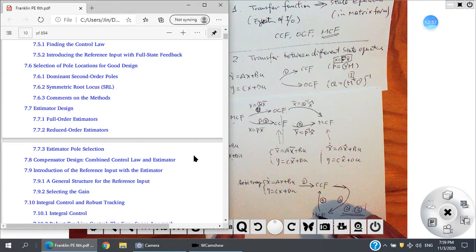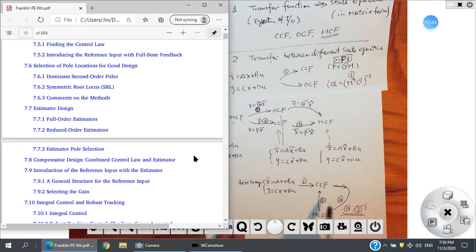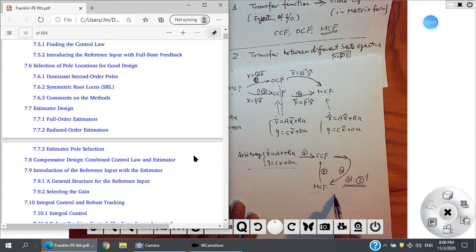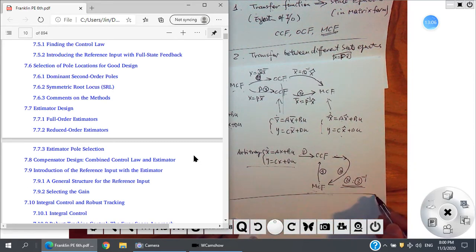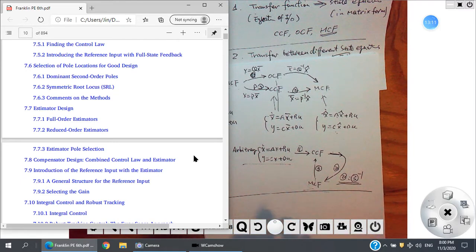From MCF to CCF, you have a P. You do the transfer with P, you get CCF. Now use P inverse, you go from CCF to here. Okay, now you combine by 1, then followed by 2, you have MCF. You start from any arbitrary system, you can have an MCF. Alright. Okay. So this is the second problem, how to transfer from one kind of matrix form system to another matrix form system.